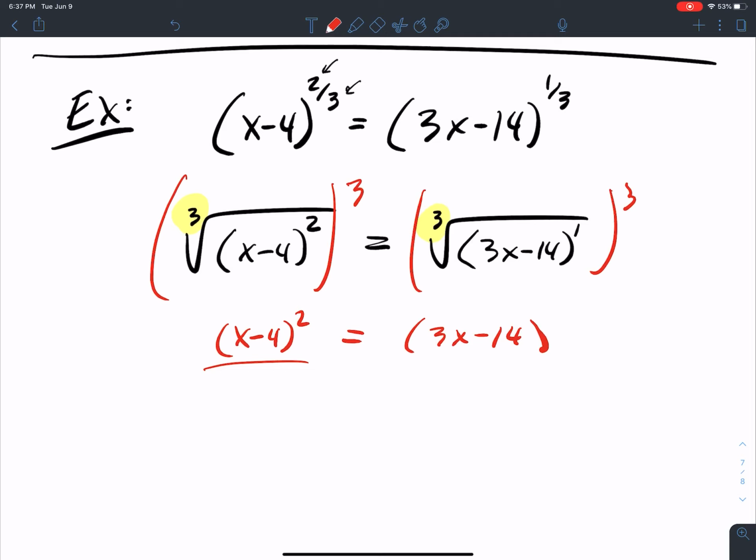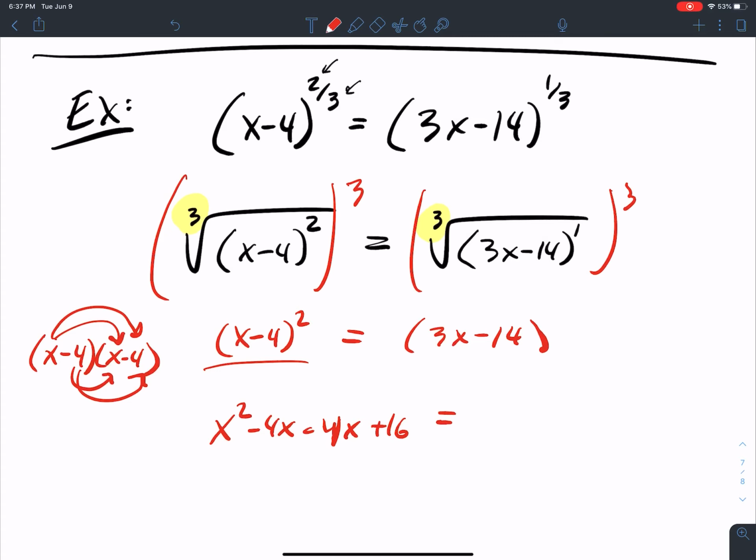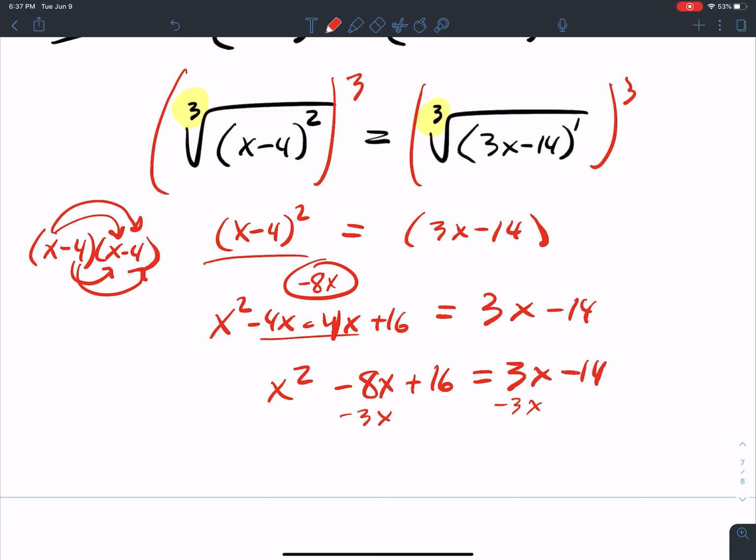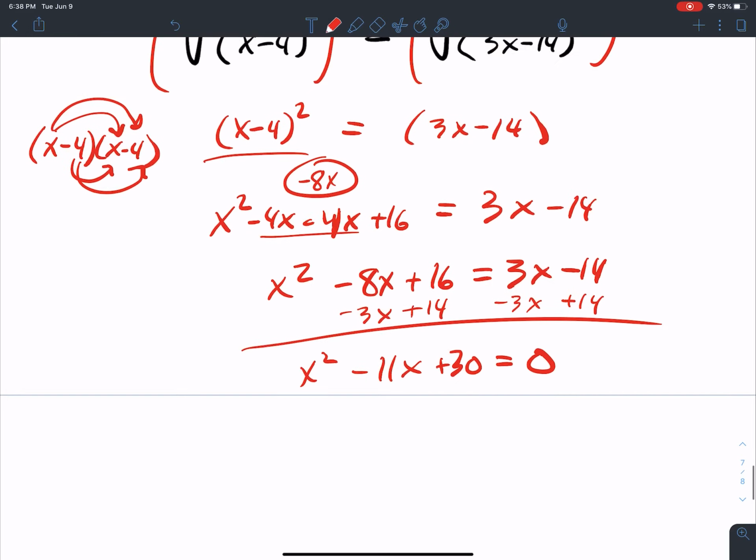If I square this, I get x minus 4 times x minus 4. That's x squared, that's minus 4x, that's minus 4x again, and then that's plus 16 equals 3x minus 14. Collect like terms, that's minus 8x for that middle piece. So I have x squared minus 8x plus 16 equals 3x minus 14. I want to get all my x's to one side, set equal to 0. When I do this, I get x squared minus 11x plus 30 equals 0.